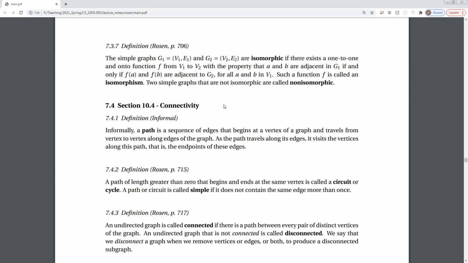So now, the simple graphs G1 and G2 are isomorphic if there exists a one-to-one and onto function f from V1 to V2 with the property that a and b are adjacent in G1 if and only if f of a and f of b are adjacent in G2, for all a and b in V1. Such a function f is called an isomorphism. Two simple graphs that are not isomorphic are called non-isomorphic.